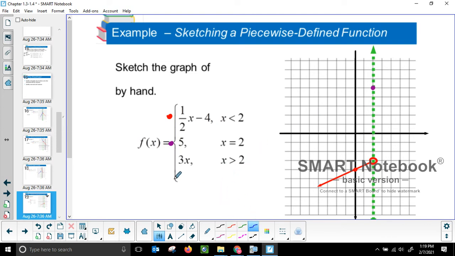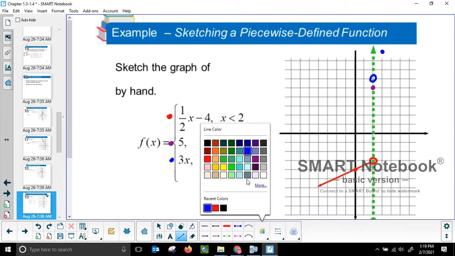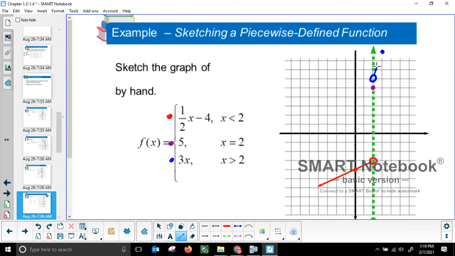I'll do blue down here for this last piece. Again, I take my number here, plug it in here. 3 times 2 is 6. So I have the point 2, 6. And it's an open circle because it is just greater than. But again, I can pick any number I want greater than 3. Plug it into here. I'll just pick 3. 3 times 3 is 9. So I'll have 3, 9, which would be up here. And again, we can do a line. And we're done.